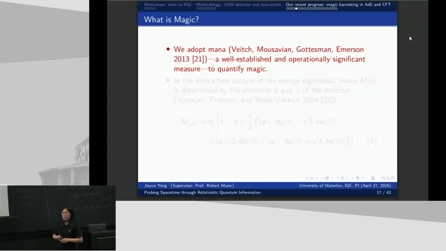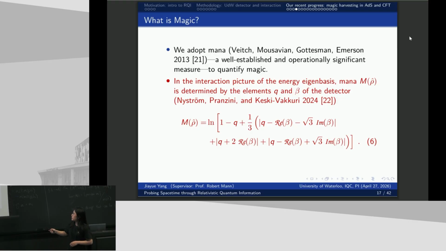And for magic, there are lots of measures. In the following, we will consider mana, which is a well-established measure to quantify magic. In the interaction picture, the mana is just determined by the final state of the detector. So it's determined by the Q, the excitation probability, and the coherence beta. The reason why we are interested in qutrit is that the measure mana can only be defined in odd dimensions. So the qutrit is actually the simplest case that we can consider if we want to have a well-defined notion of mana.